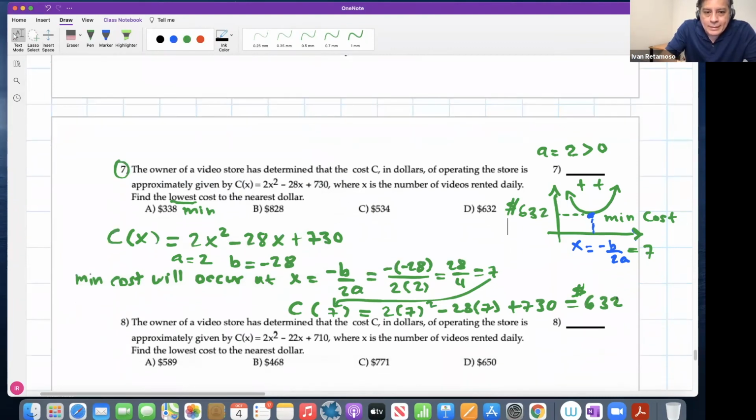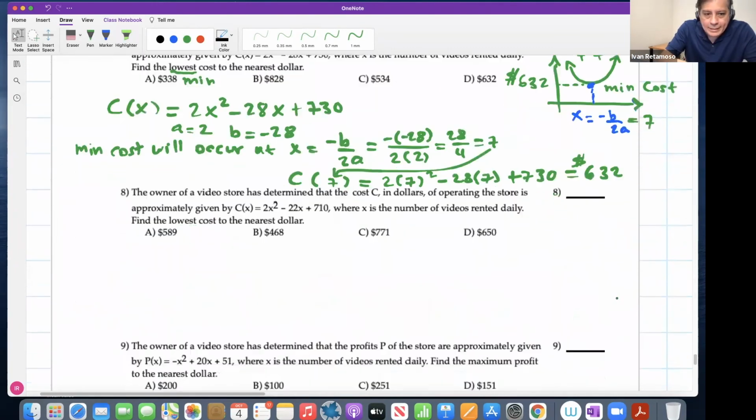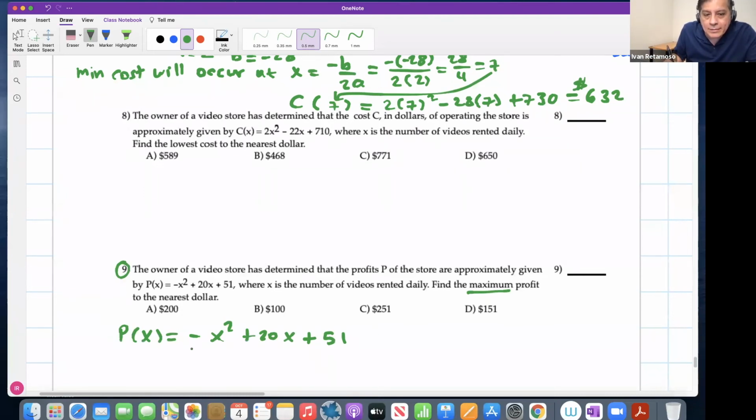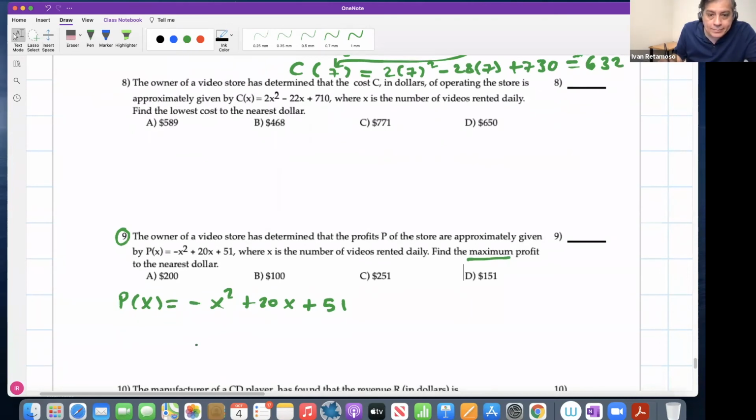Okay, guys, now try this one. Number 9, I think is a good example. It's another video store, but now the owner of a video store has determined that the profit P of the store is approximately given by this function. P of x equal minus x squared plus 20x plus 51, where x is the number of videos rented daily. Find the maximum, now the maximum profit to the nearest dollar, right? To the nearest dollar. So go ahead. Now it's about maximizing the profit, right?